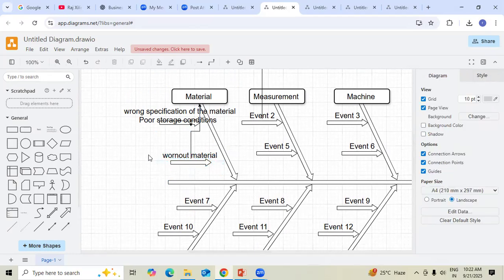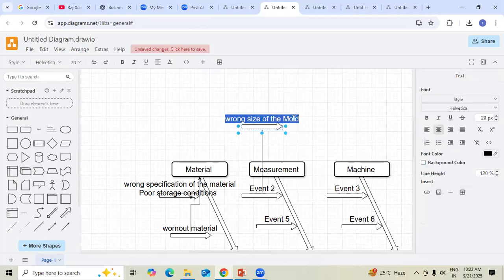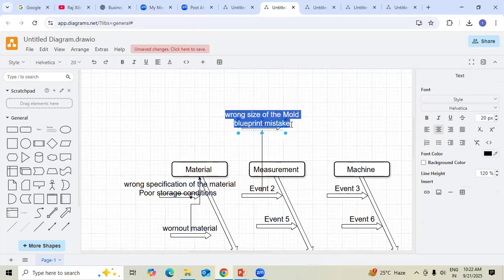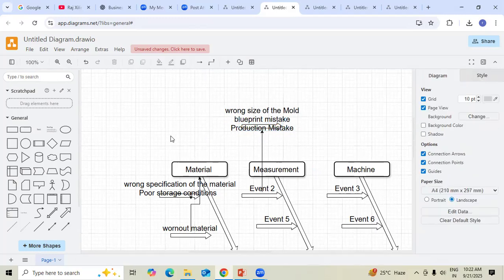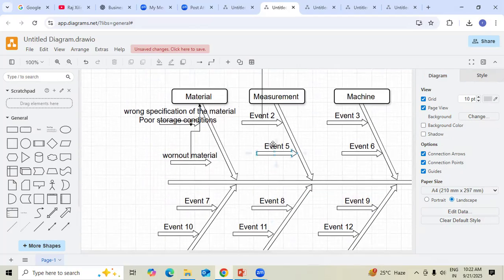Now, when it comes to the event, as I told you, right? So wrong size of the mold we have taken. When we have the wrong size of the mold that we have taken over here, it can be a blueprint mistake. Next, it need not be a blueprint mistake. It can be a production mistake also, as far as the process we are working on is concerned.